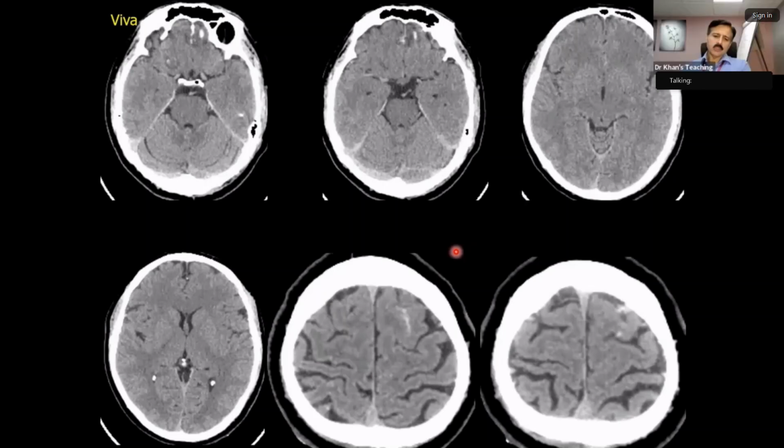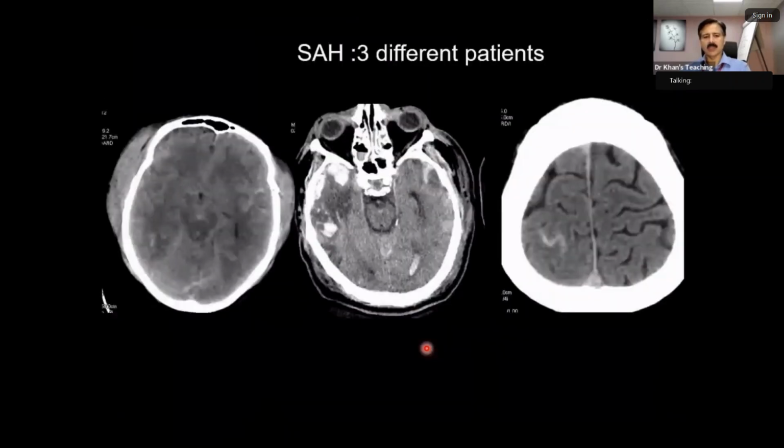Excellent. Well done. So the idea here was to pick up 2 different findings. This is a subtle contusion, and this one is a traumatic subarachnoid hemorrhage. Please remember that trauma is the most common cause of subarachnoid hemorrhage. The bottom line is that in the exam, always go till the vertex. Subarachnoid hemorrhage here might be just on one slice higher in the vertex.